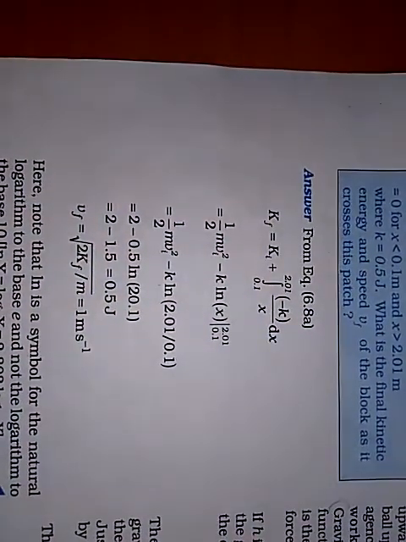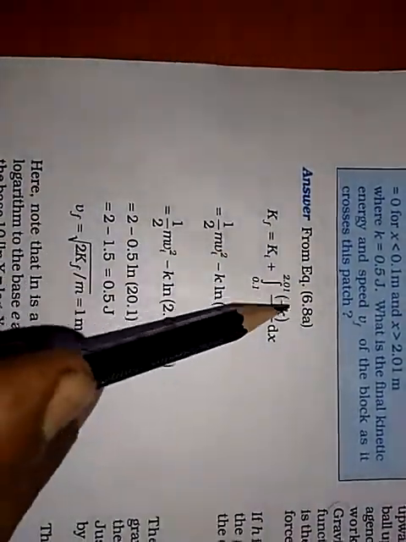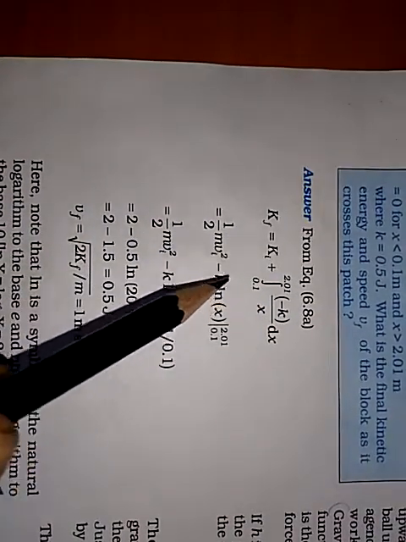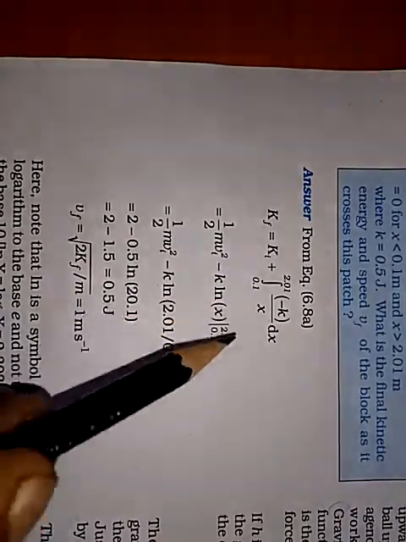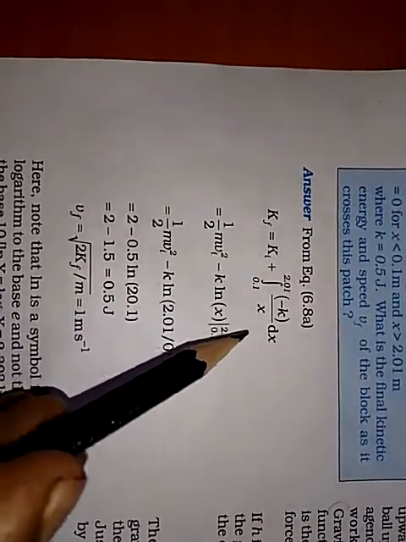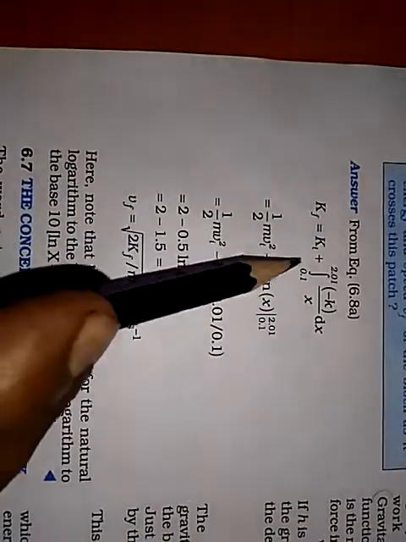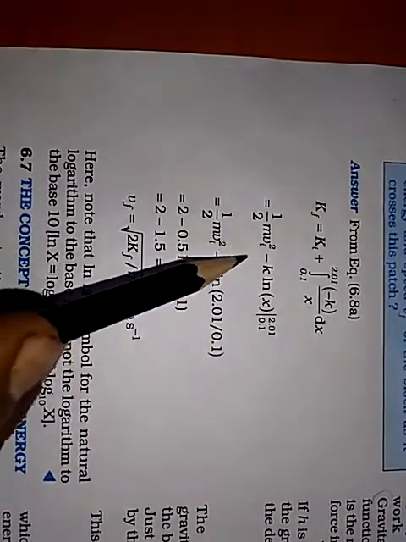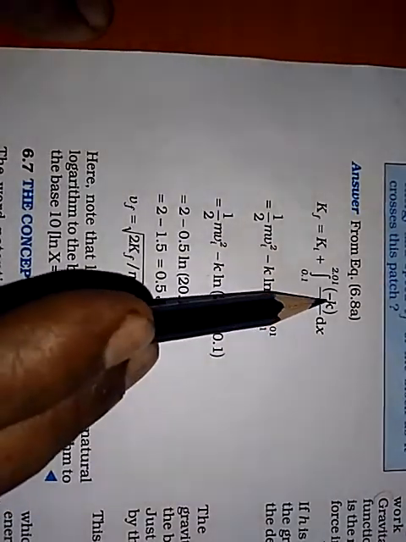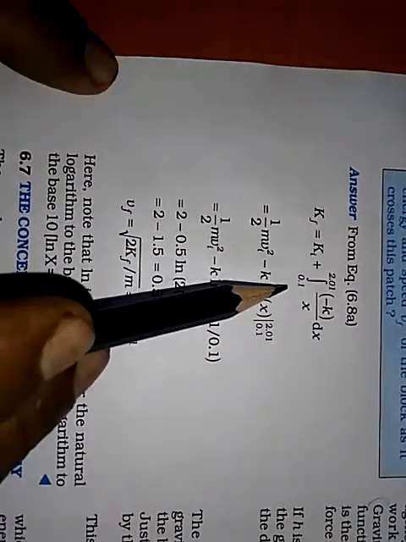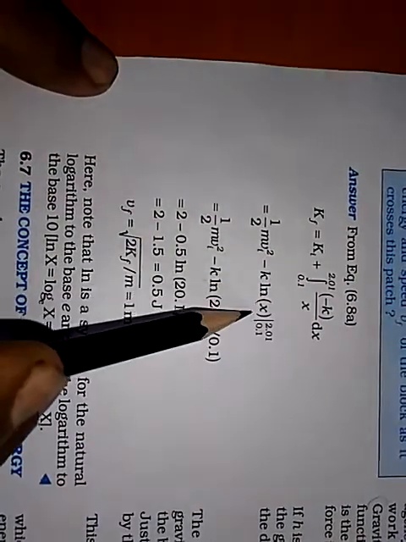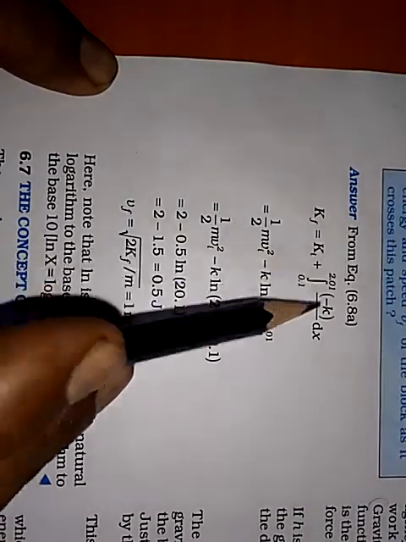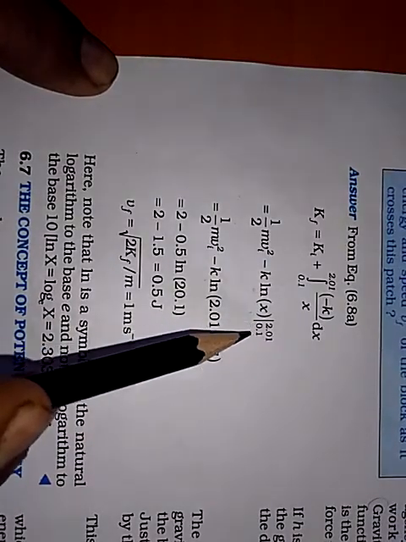So here what happens is Kf is equal to, from equation 6.8, Kf is equal to Ki plus the integral from 0.1 to 2.1 of minus k divided by x into dx. So the initial kinetic energy is half m v squared, so half m vi squared, minus, this minus k is taken as a constant outside the integration. Integration of 1 by x is log x. This log x means base e. Upper limit is 2.01, lower limit is 0.1.